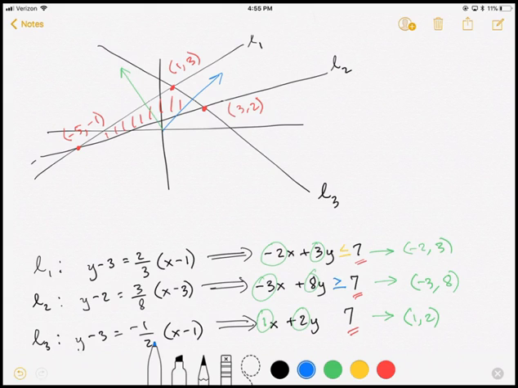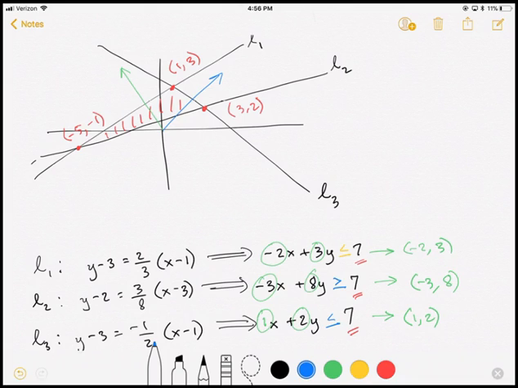Okay, that means for that third line, the greater than or equal to values are going to be on the right side of that line. But our feasible region is not on the right side, it's on the other side. So we're going to need less than or equal to for this inequality. Okay? I hope that made sense. So now we do actually have a system of inequalities that defines this feasible region.